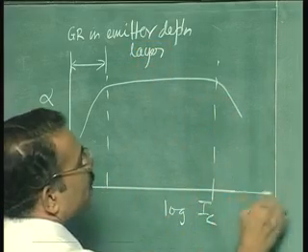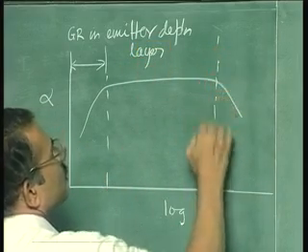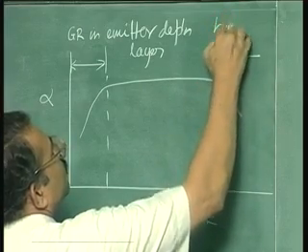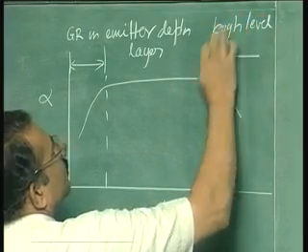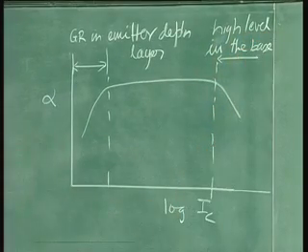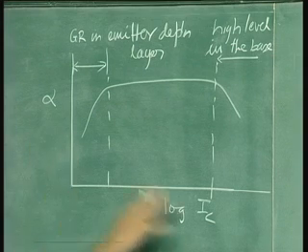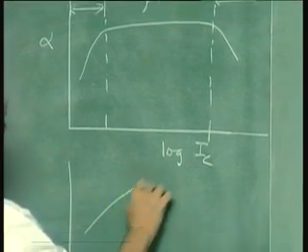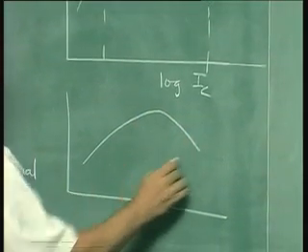And beyond this, it is a high injection level in the base. Now when alpha changes like this, if you plot the change in beta, it will look something like this.